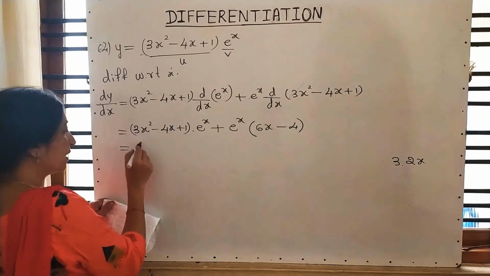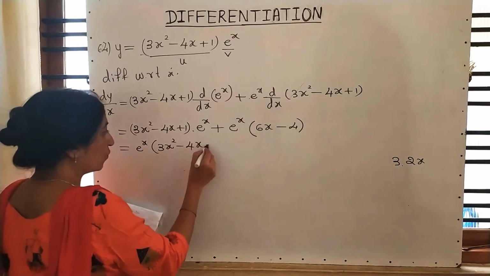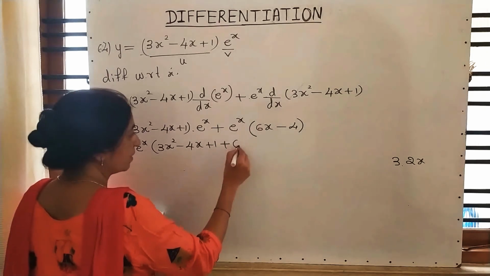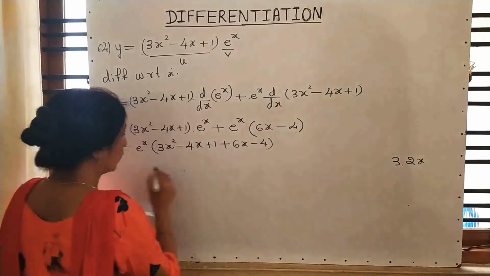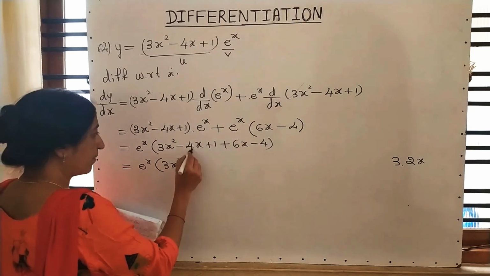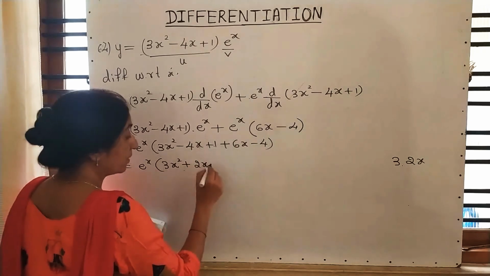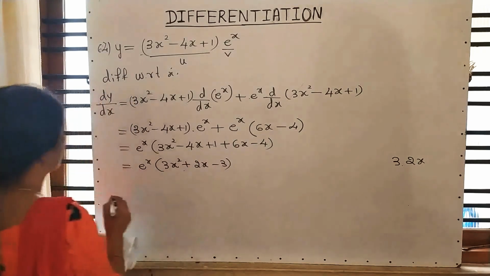Here e raised to x is common. 3x square minus 4x plus 1 and the next bracket is 6x minus 4. e raised to x, 3x square minus 4x plus 6x is plus 2x. 1 minus 4 is minus 3.